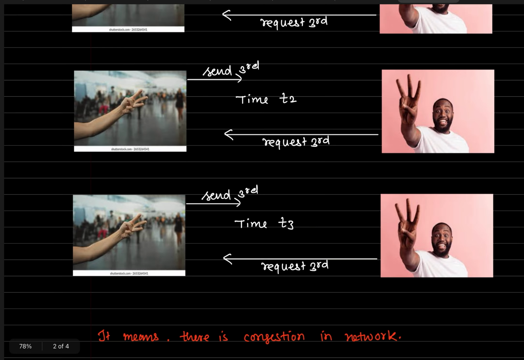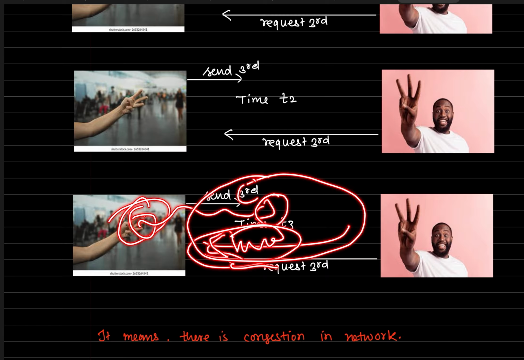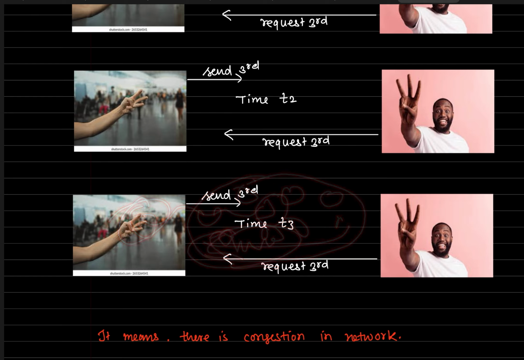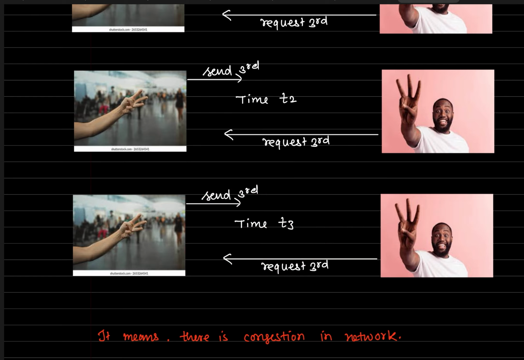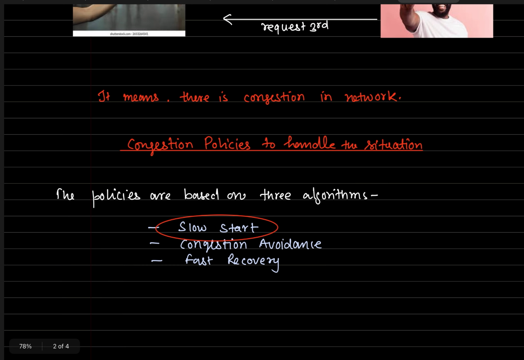So the sender will understand that what I am sending is not reaching the receiver. That is the reason she is requesting me again and again for the same segment, right? That is the reason we will understand there is congestion in the network. In that case we will decrease the speed of transmission of packets from the sender to the receiver. So there are some congestion control policies. How do we handle it?